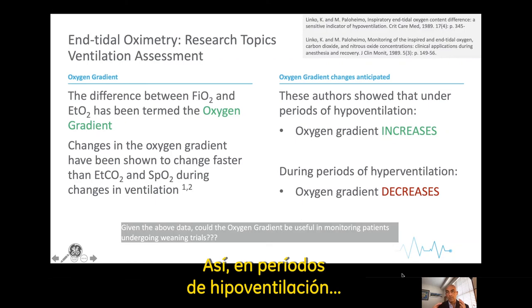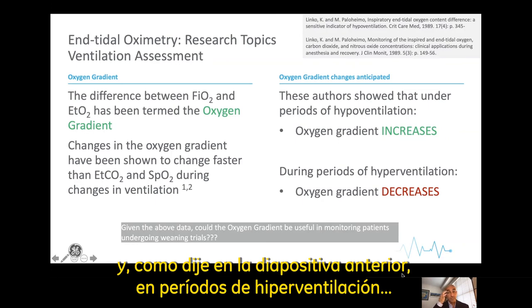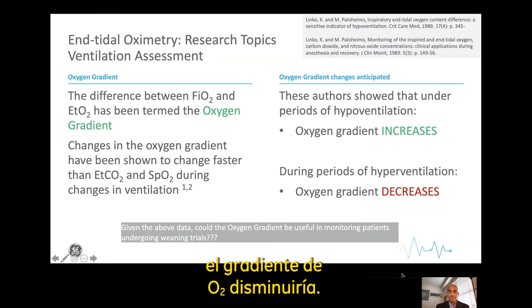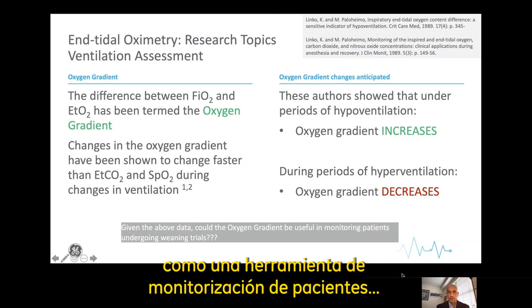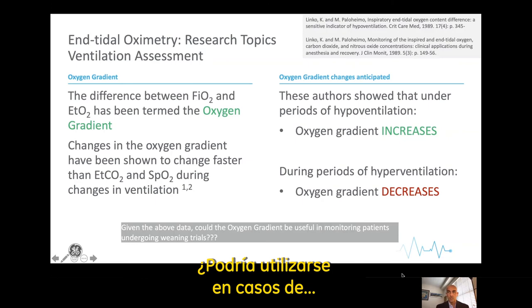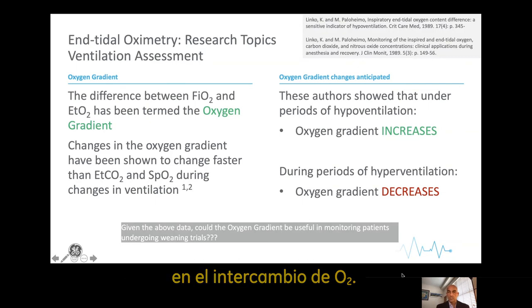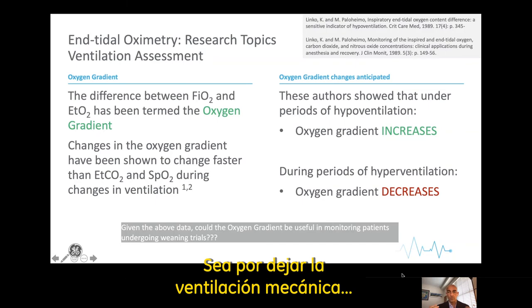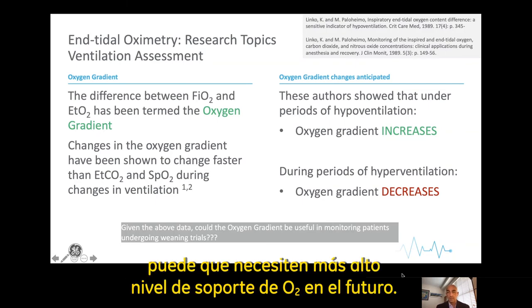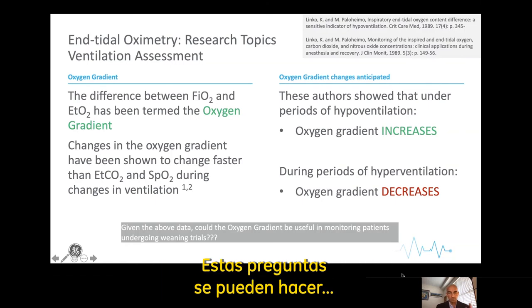So therefore, under periods of hypoventilation, the oxygen gradient would increase. And then the flip side, as I said on the previous slide, during periods of hyperventilation, the oxygen gradient would decrease. So clearly, one could surmise, is there opportunity to use this as a monitoring tool of patients possibly undergoing weaning? Could it be used for impending respiratory compromise? We're all concerned about coronavirus at present time affecting oxygen exchange. So is there potential that the oxygen gradient can help to risk stratify these patients, whether they're weaning or they're COVID positive, and wondering whether or not they may need a higher level of oxygen support in the future? Just questions that can be asked now and answered in the future.